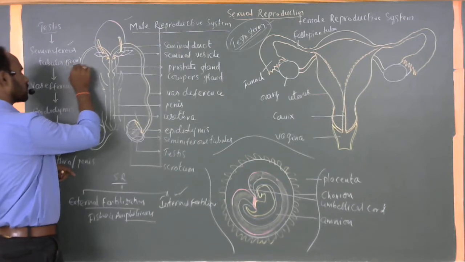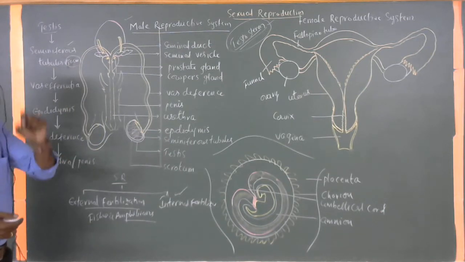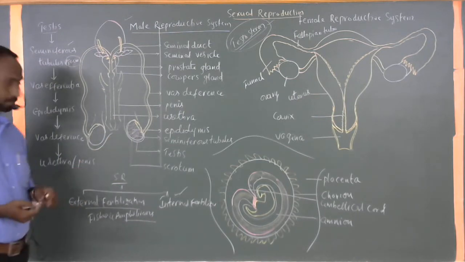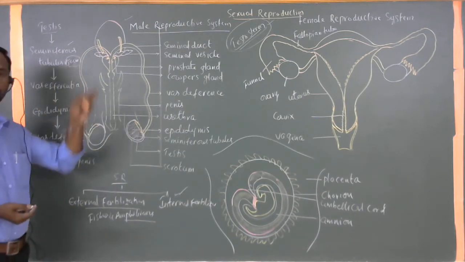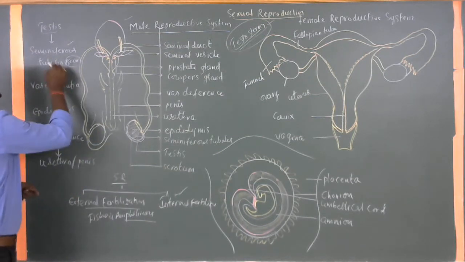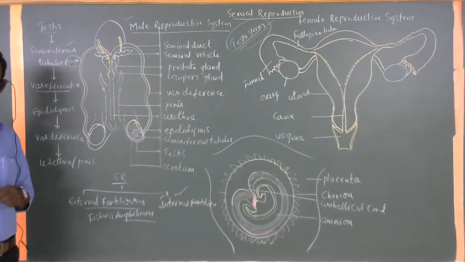Each and every seminiferous tubule is 80 centimeters in length. A group of seminiferous tubules is present in each lobule. Approximately 200 to 280 lobules are present here. These seminiferous tubules open into the next tube, which is commonly called the vas efferentia.